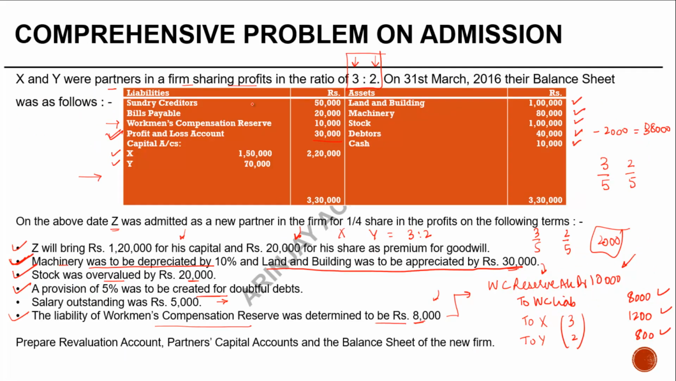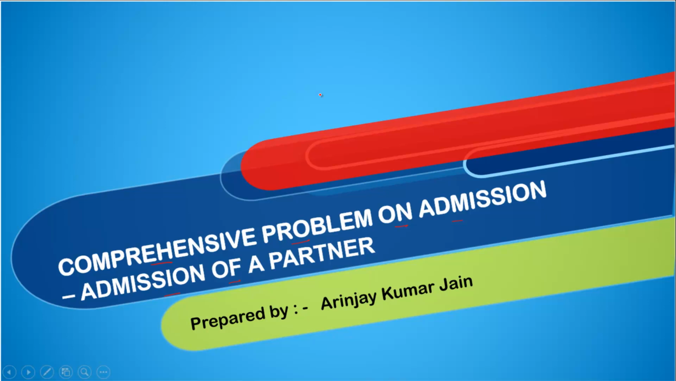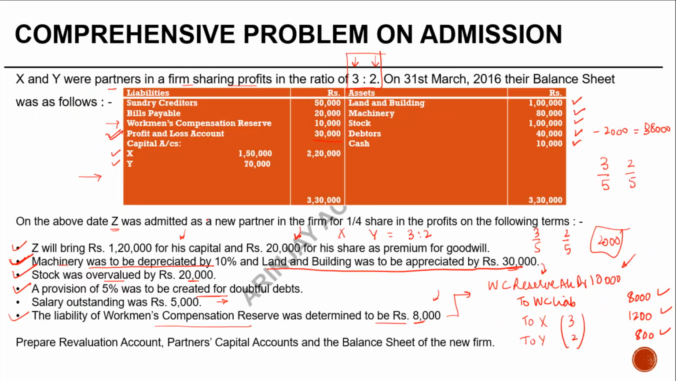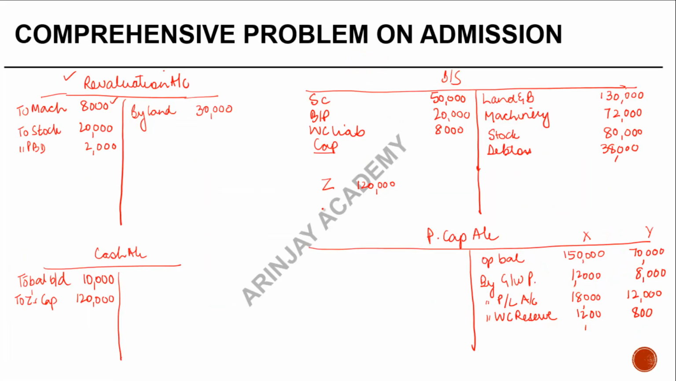Bills payable, sundry creditors 50,000 and 20,000. There's no adjustment here, so we're just going to write them as they are. Sundry creditors 50,000. Bills payable, how much was that? 20,000, right? There's one adjustment which is left, which is salary outstanding of rupees 5,000. We are running short of space over here, so I'll just write it here, salary outstanding 5,000. But since this is an additional loss which has been created, we are going to debit this to the revaluation account.